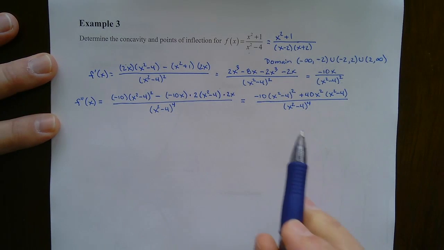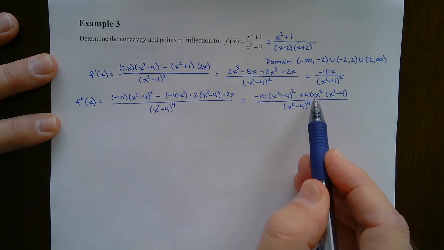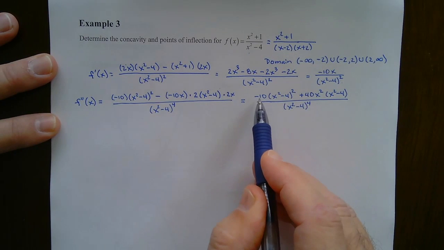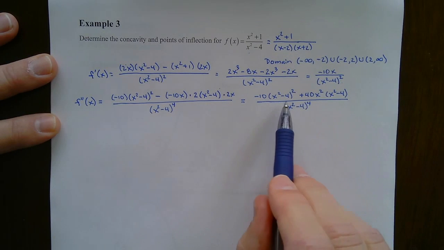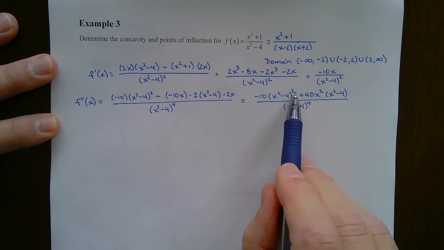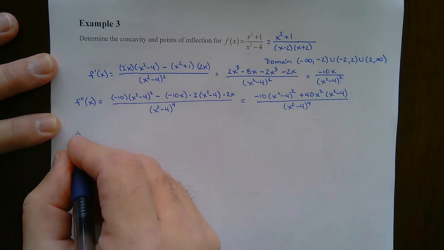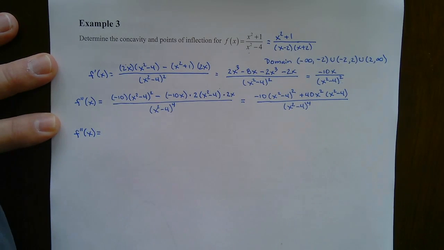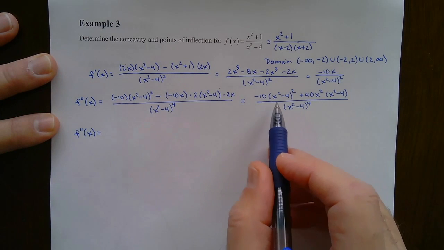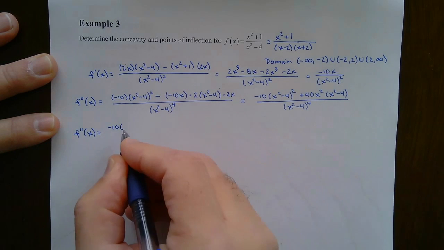Now looking at these two, we have a term here, this is a product, and then we're adding this product. We have some things that are in common. So we have a negative 10 that we could factor out. And then we also have x squared minus 4, because this is x squared minus 4 to the second power, and this is just x squared minus 4. So the smallest power is the one we can factor out. So this f double prime of x is equal to, we can factor out a negative 10, like I said, and the x squared minus 4.